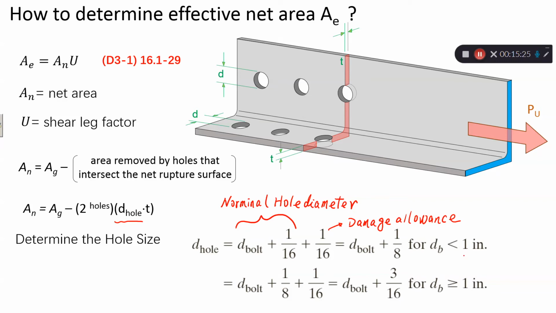If the diameter of the bolt is greater than 1 inch, then the nominal hole diameter is d bolt plus 1/8. Typically, for a bolt diameter less than 1 inch, the nominal hole diameter is d bolt plus 1/16, and d hole is d bolt plus 1/8. And for a bolt diameter greater than or equal to 1 inch, the nominal hole diameter is d bolt plus 1/8, and the diameter of the hole equals d bolt plus 3/16.